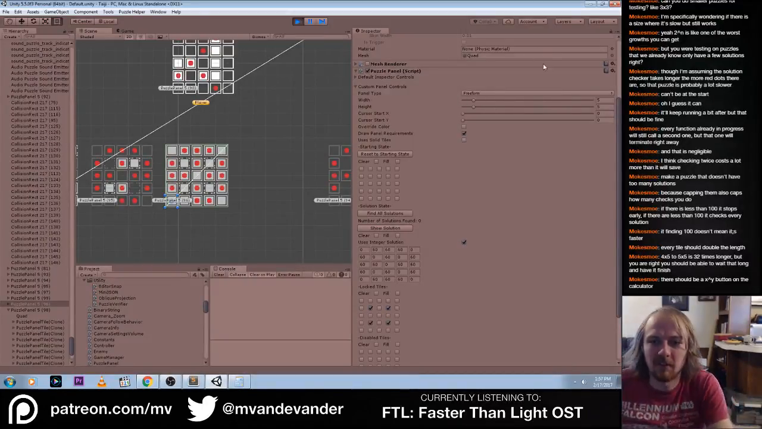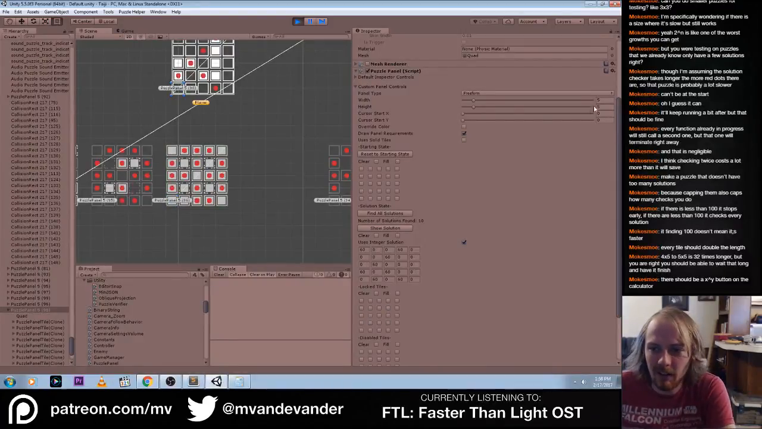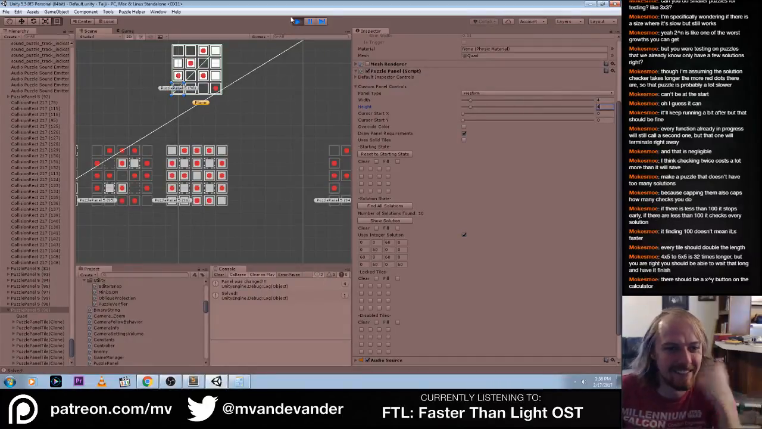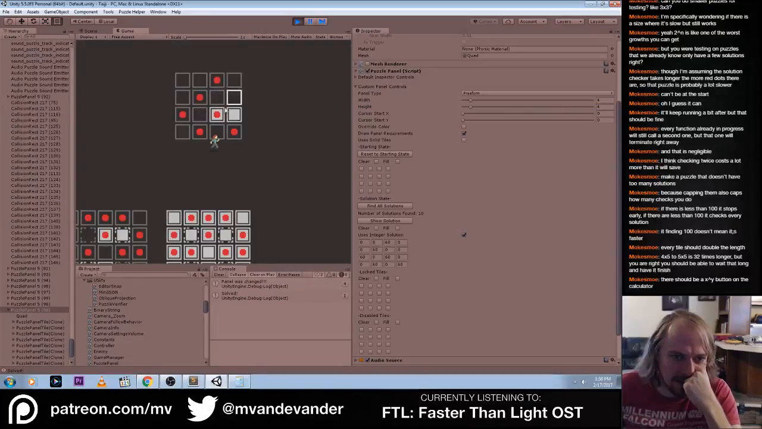And really, for most panels that are smaller than 5x5, I don't really need a solution tester, because I can figure out most of the solutions. I can probably figure out 10 solutions to this. It's actually kind of an interesting panel, though.